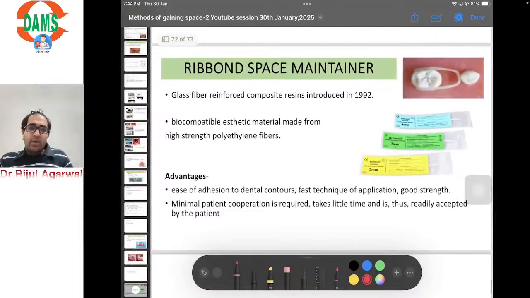Next is this Ribond type space maintainer. It's spelled and written the same, Ribond. It's a glass fiber reinforced composite resin introduced in the year 1992. Since it's glass fiber reinforced, the strength is equivalent to that of stainless steel. The advantage is that it is biocompatible and an aesthetic material made from high strength polyethylene fibers.